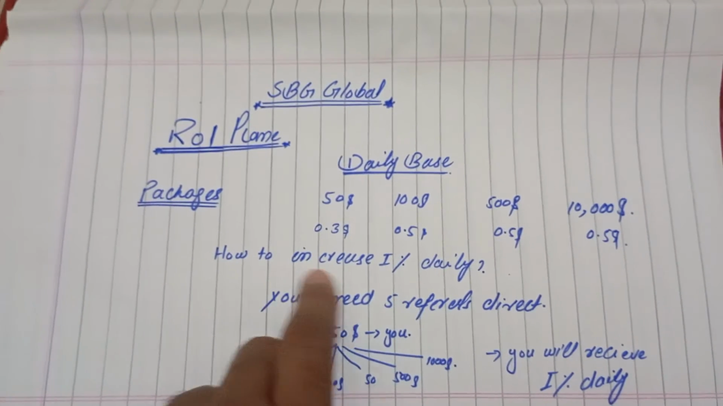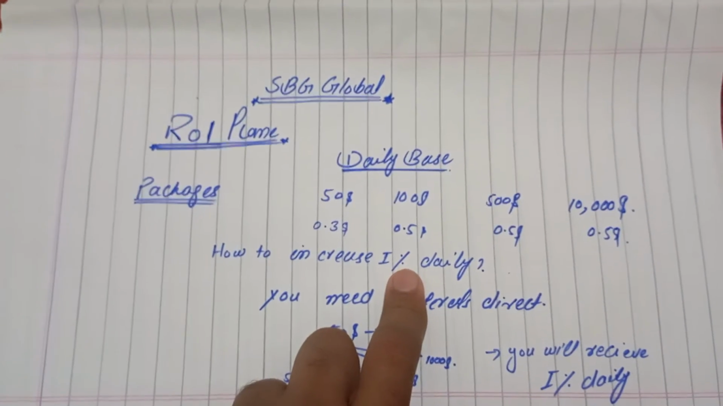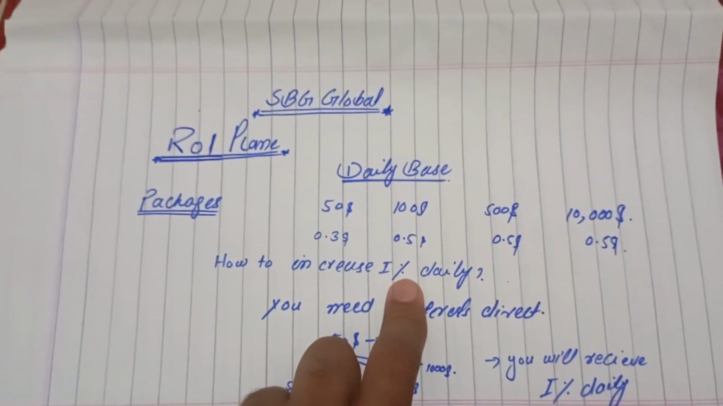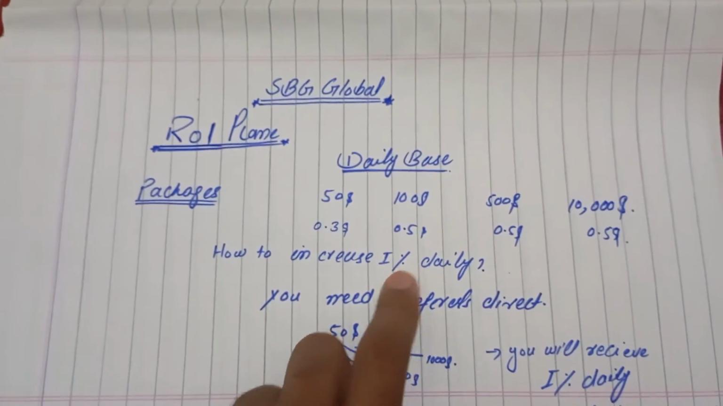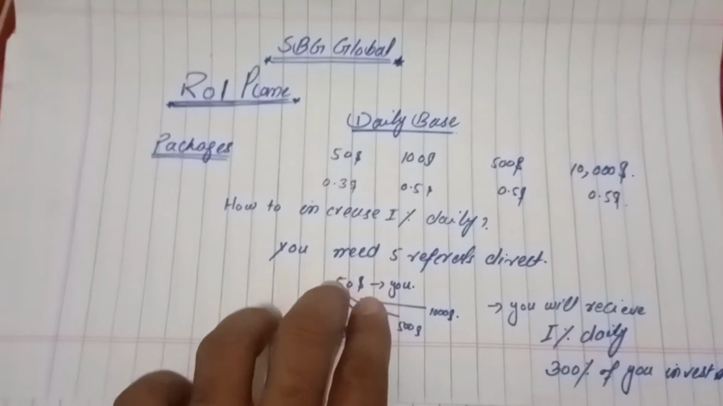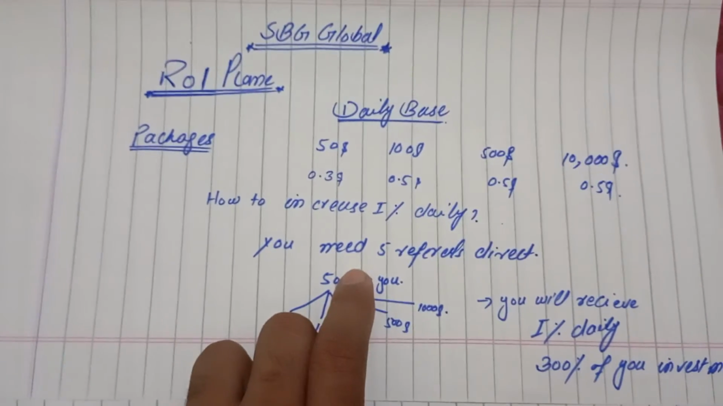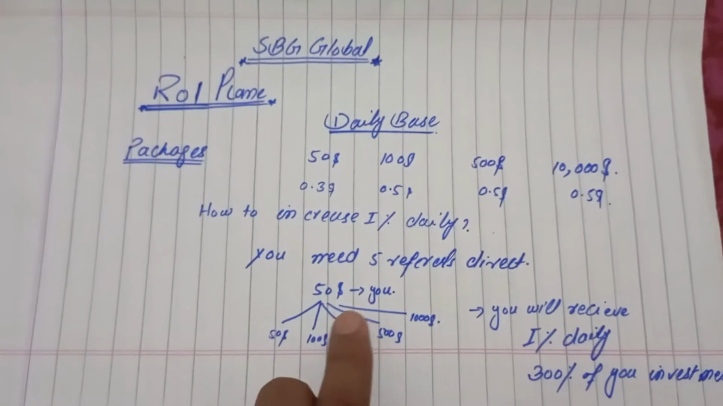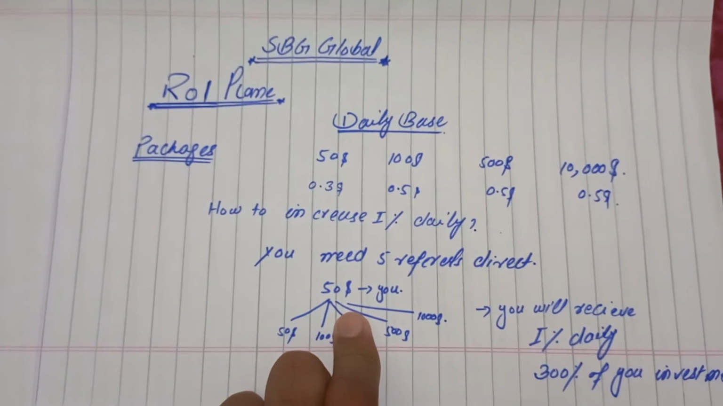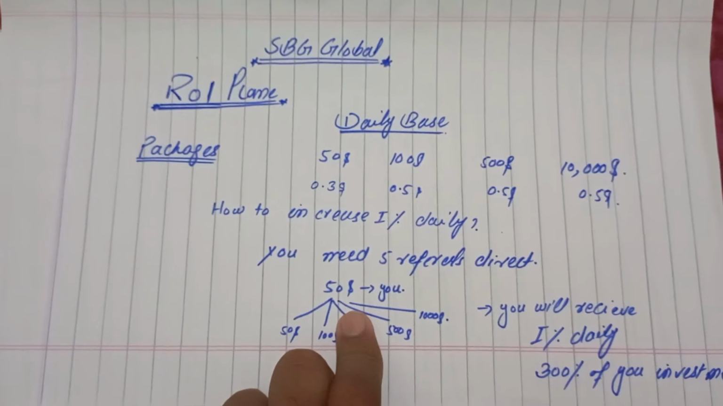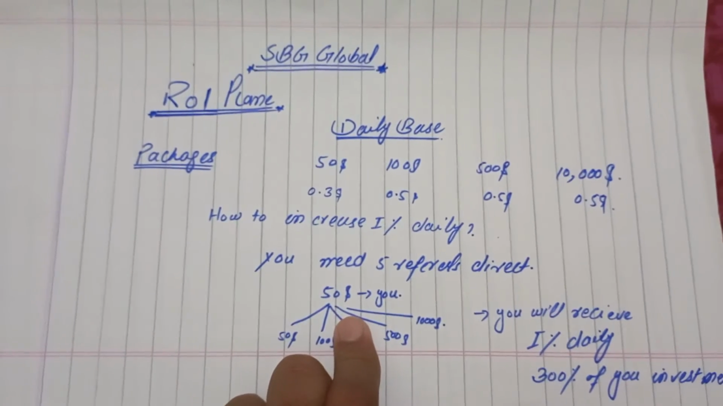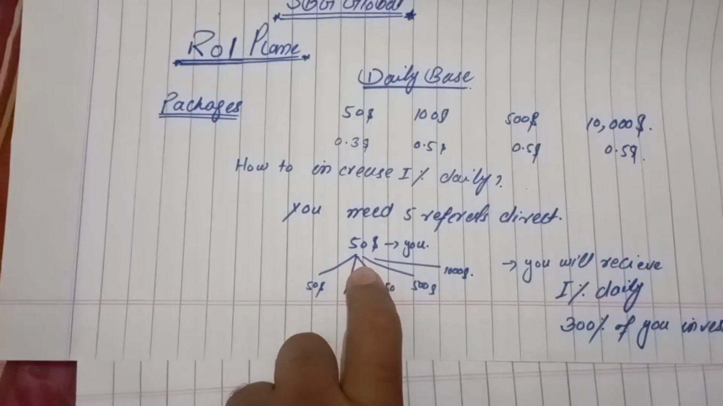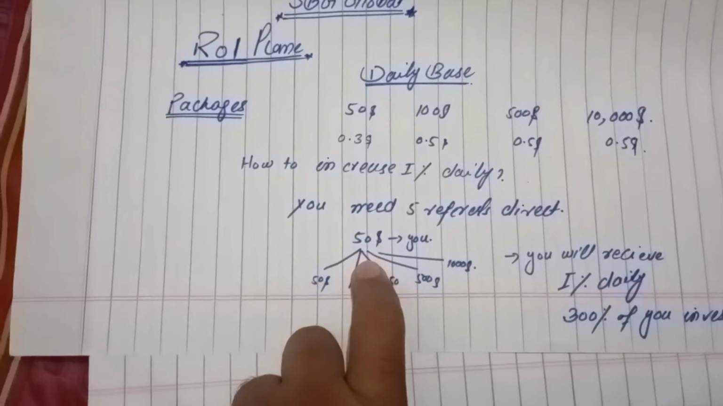How to increase to 1% daily? If he wants to earn a daily 1% ROI, he needs to have 5 direct referrals. If a person invites 5 people directly, he can earn the daily base, which is 1%.